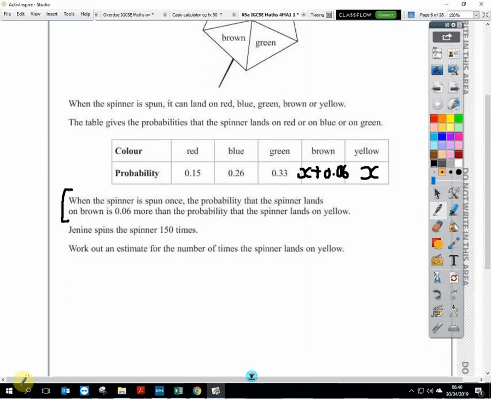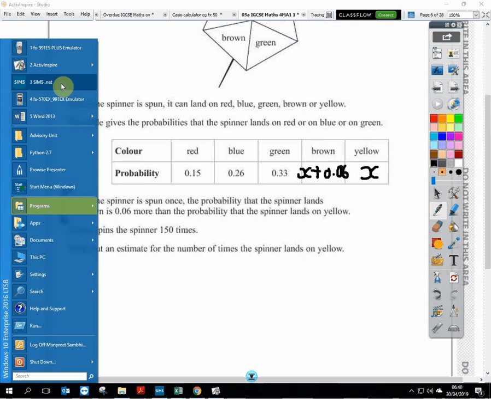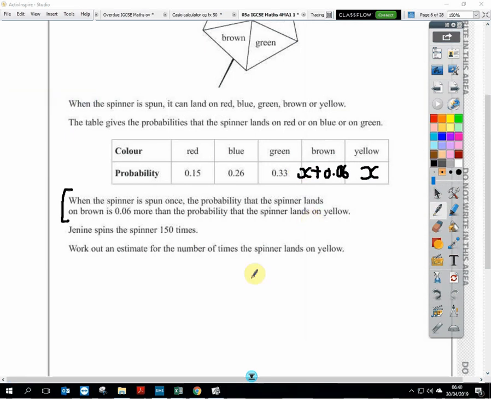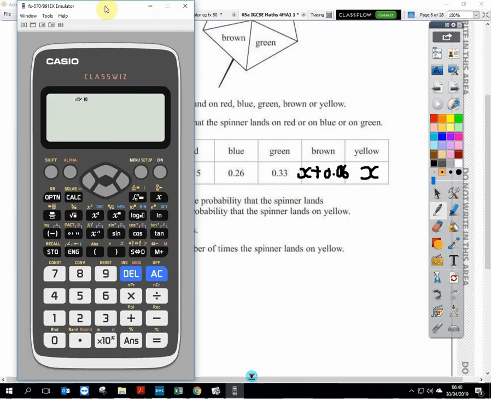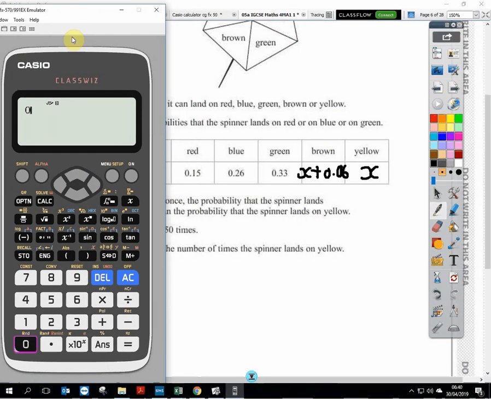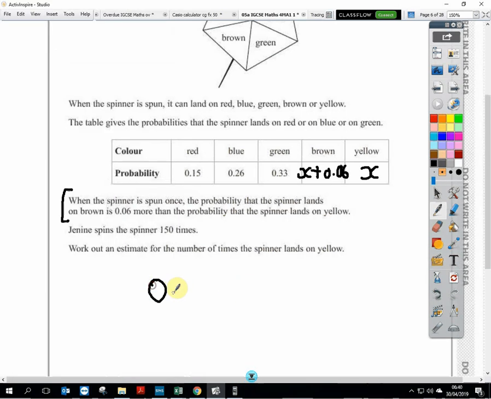So let's just use my other calculator. What we'll do is add up the numbers in the table. Okay, 0.15, add 0.26, add 0.33, add 0.06, and that gives us 0.8. So we have 0.8, plus there are 2 x's in the table, x add x is 2x, and all of that should equal 1.